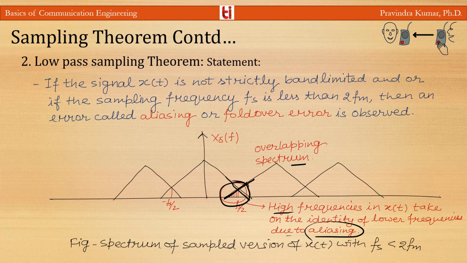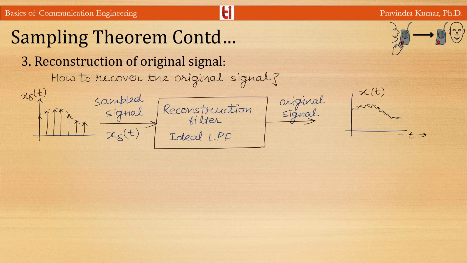So in this case, this phenomenon of a high frequency in the spectrum of the original signal x(t) taking on the identity of a lower frequency in the spectrum of the sampled signal x_delta(t) is known as aliasing or fold over error. Due to aliasing, some of the information contained in the original signal x(t) is lost in the process of sampling. So now, how to recover the original signal, or reconstruction of the original signal?